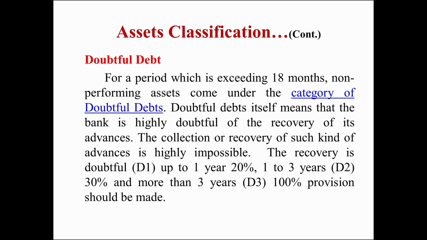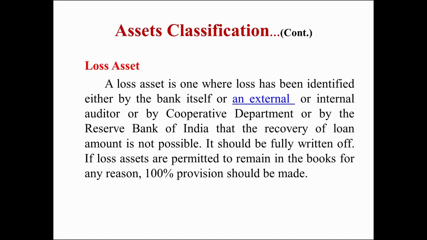The second classification of non-performing asset is doubtful asset. For a period exceeding 18 months, a non-performing asset comes under the category of doubtful asset. Doubtful asset itself means that the bank is highly doubtful of the recovery of its advances. The collection or recovery of such advances is highly unlikely. Where recovery is doubtful, up to 1 year 20%, 1 to 3 years 30%, and more than 3 years 100% provision should be made.